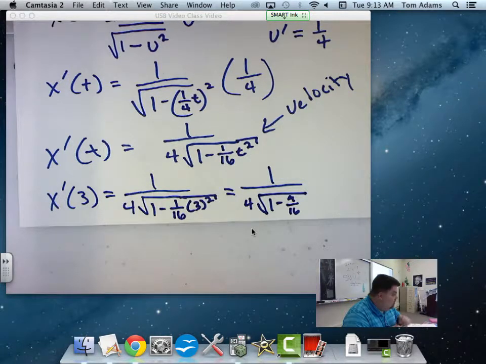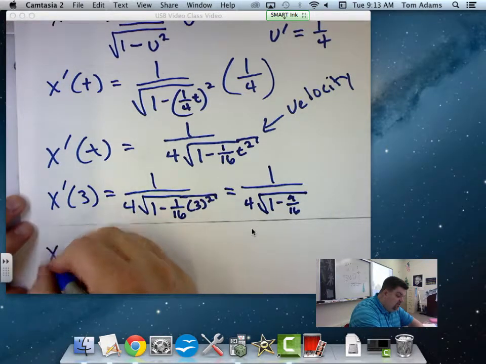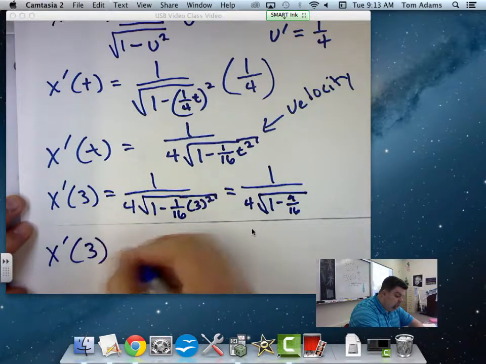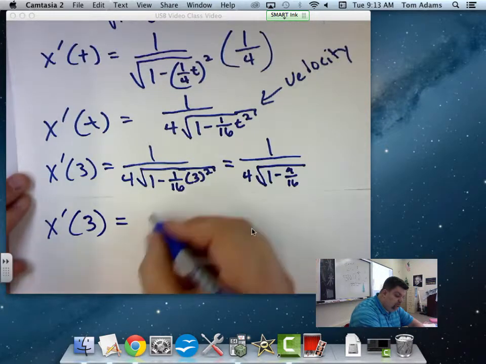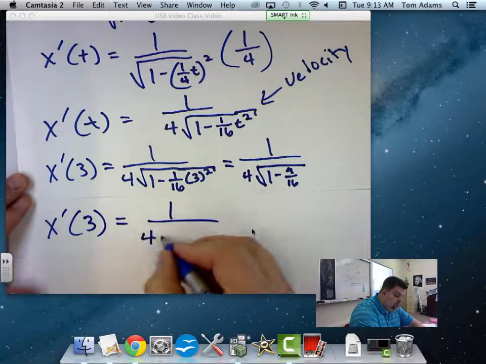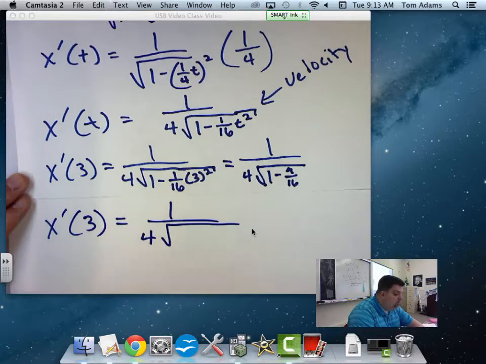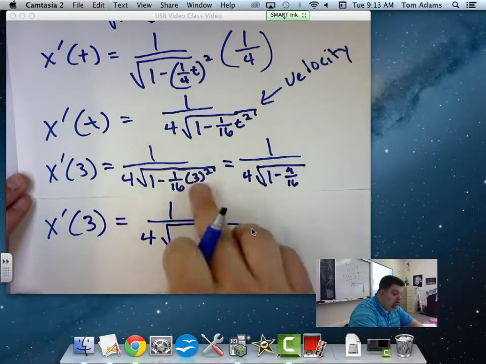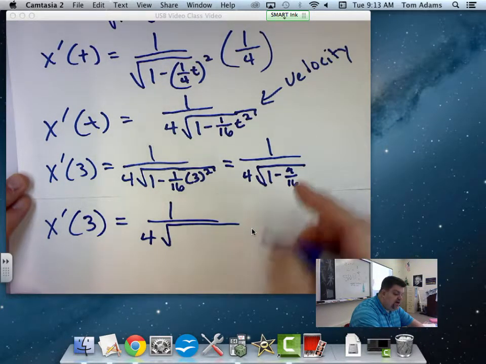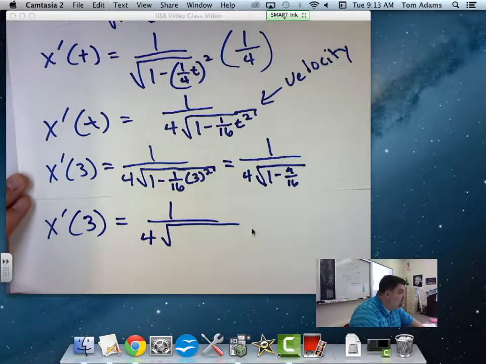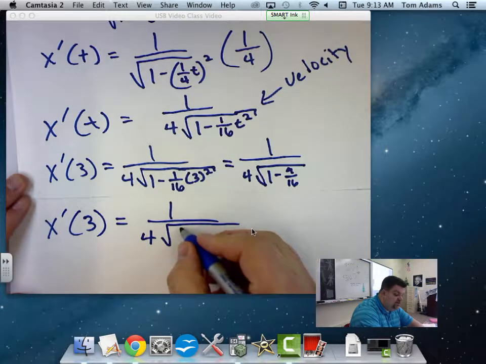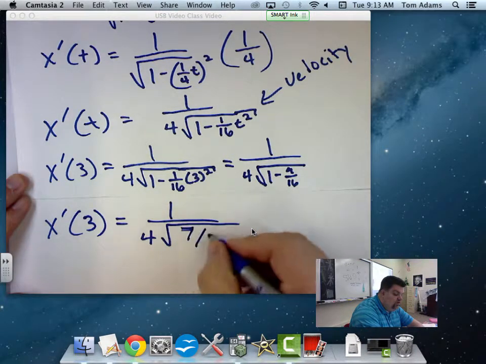All right. So I'm gonna rewrite this because we're gonna need a little more room. So this is where we're at. Okay, how'd you get the 9? 3 squared. Oh yeah, 3 squared. Okay. So now when I subtract that, 16 over 16 is the same as 1. So 9 from 16 is 7 over 16.